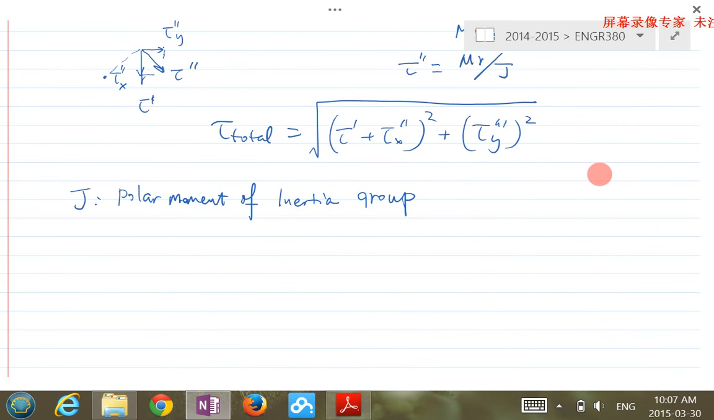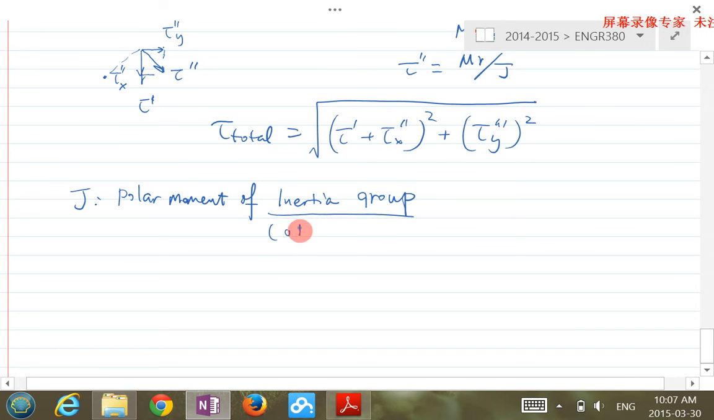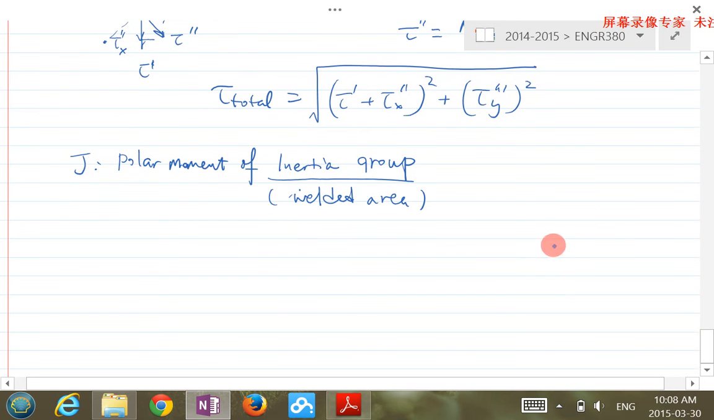So, for example, what's the inertia group? I can also say that it's the welded area. What's the welded area? You should know that again. This refers to the throat area. So basically, it's the polar moment of the geometry of the throat area.